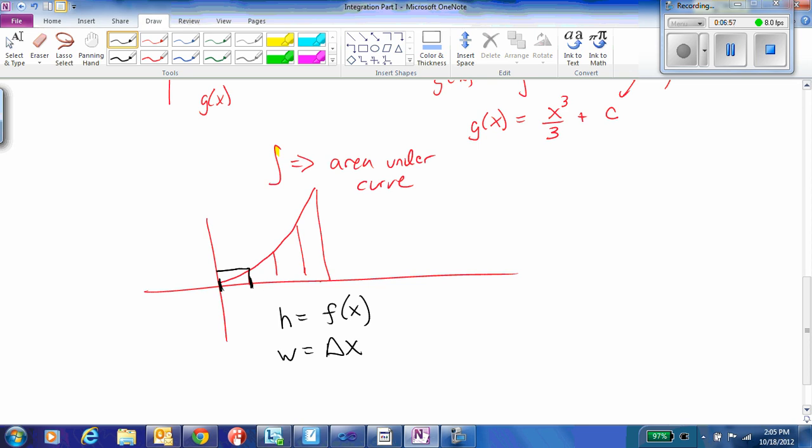And in this case, delta x would be the same for each of these boxes. If I divided up my total width by 4, then delta x is going to be the total width divided by 4. And so if I wanted to approximate the area under this curve, I would do f of x sub 1 times delta x plus f of x sub 2 times delta x plus dot dot dot f of x sub n times delta x. I could add up those rectangles.